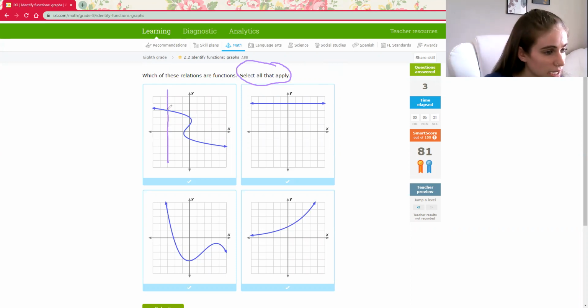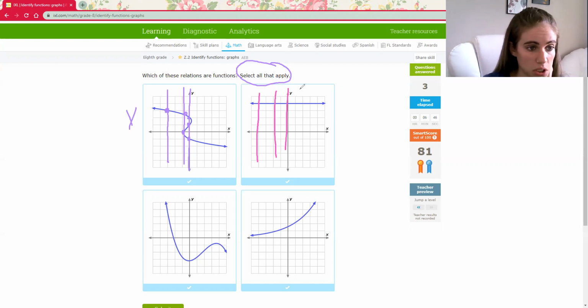Vertical line here looks good. Vertical line here, ooh, that doesn't look good, but it's pretty close. So let me do another one. Oh, yep, right here. 1, 2, 3, just confirmed it. That x value repeats 3 times, not a function. Only once, once, once. All right, this is one of my possible answers.